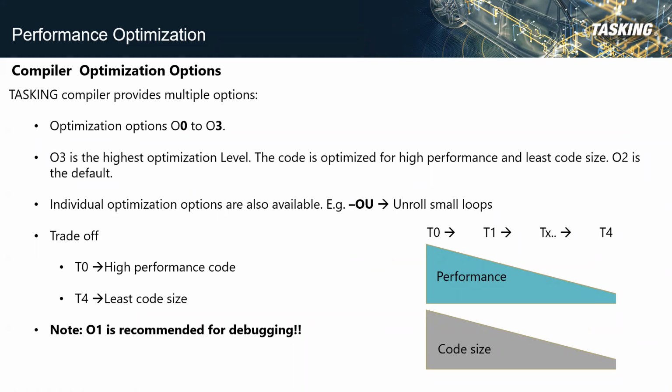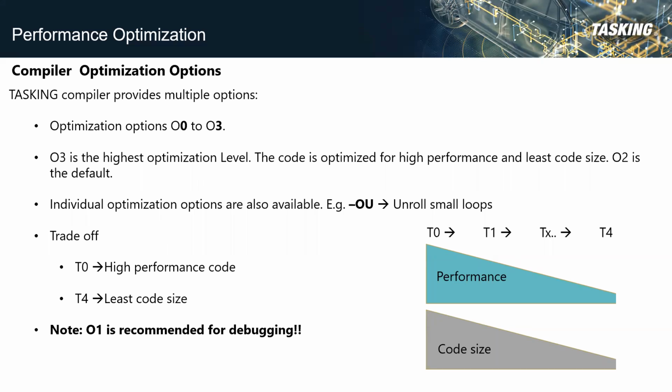where O3 is the highest optimization level. These optimizations are a combination of individual optimizations, which we call custom optimization. I will show you in the coming slide what all the custom optimizations are. O3 is the highest optimization level where the code is optimized for high performance and least code size. And O2 is the default optimization level.